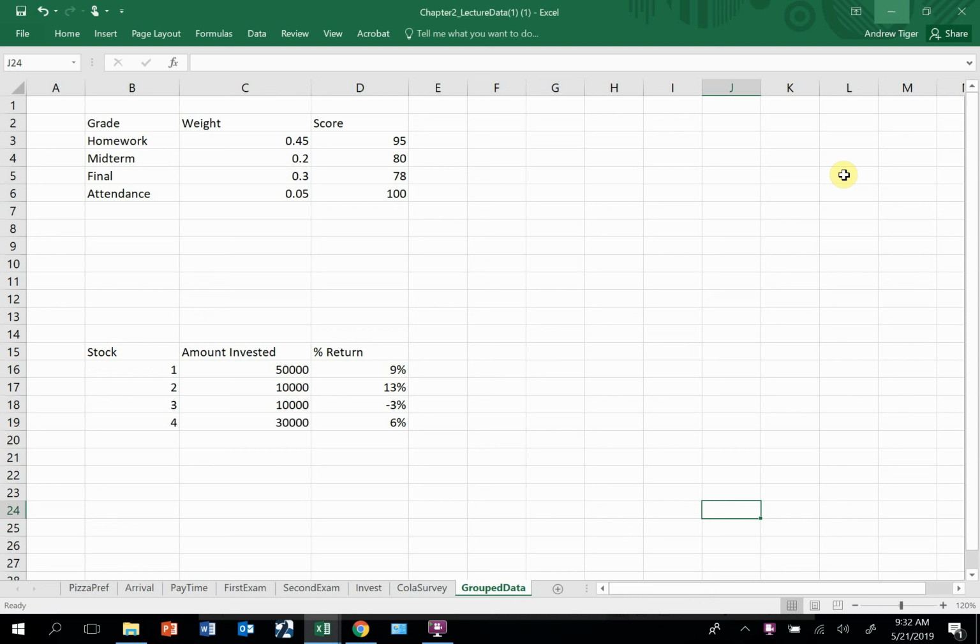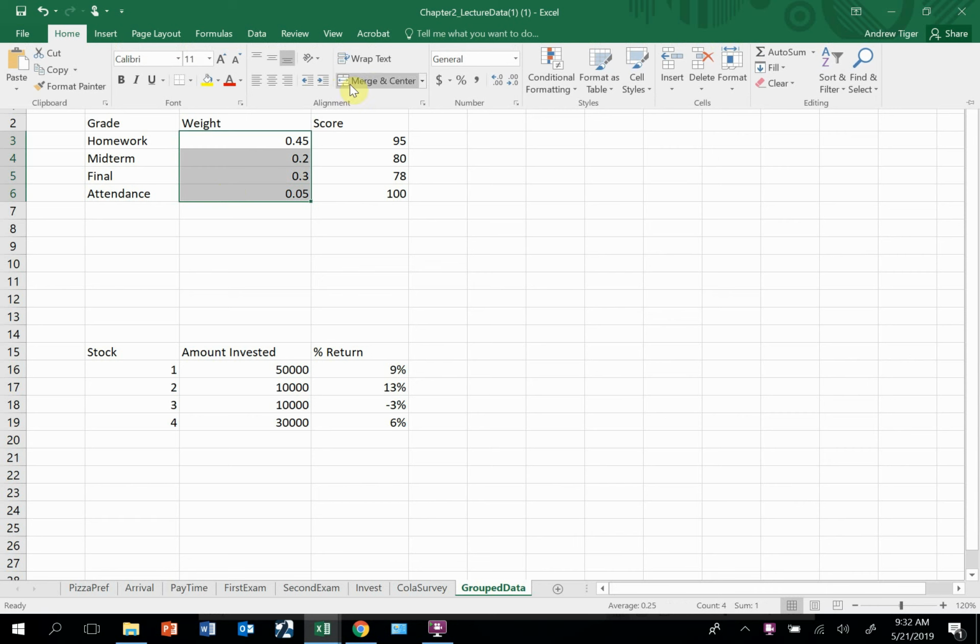Okay, this video goes over how to calculate an average given that you have grouped data or weighted data. So the easiest way to think of this is, how do we calculate your grade if what you're doing has different weights? So for this class, not exactly, but close enough, the homework is weighted at 45%, the midterm is at 20%, the final is 30%, and attendance is 5%.